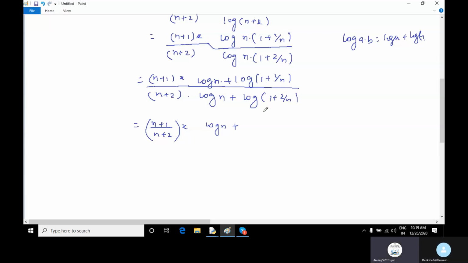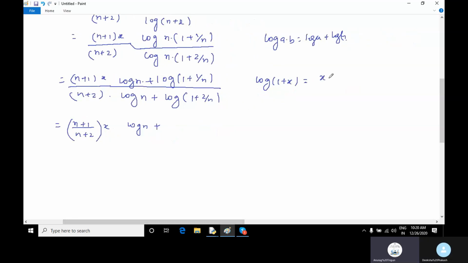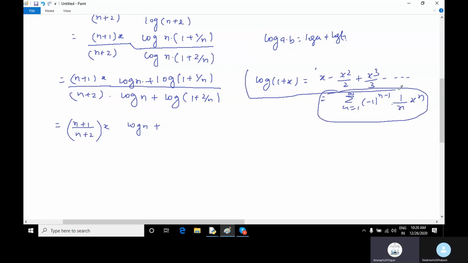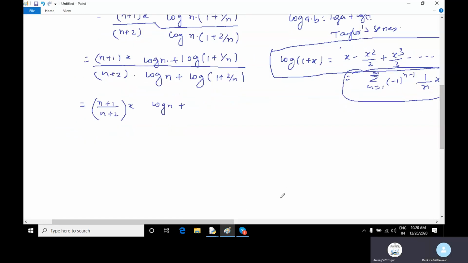So here, I will write it better. Log of 1 plus x is equal to x minus x square by 2 plus x cube by 3, and so on. We can write it as summation of n equal to 1 to infinity of minus 1 to the power of n minus 1, 1 by n, x power n. If you don't want to write this one, keep it in mind. This is the series formula. We'll study this also in the Taylor series. I don't remember correctly, but Taylor series and divergence series are also there in the syllabus, in the next topic, the last topic in the series.